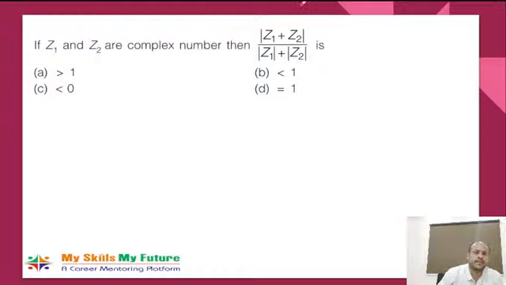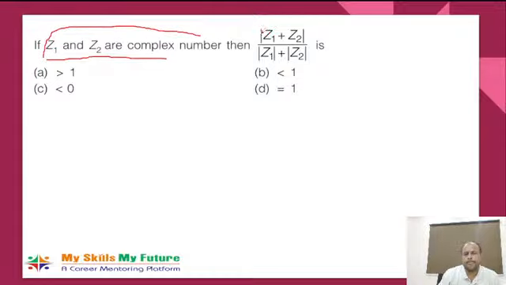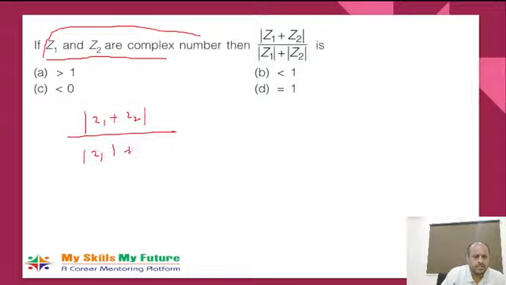Now we move to another problem. What is given here? This is also again from the chapter complex analysis. If Z1 and Z2 are complex numbers, then this is mod of Z1 plus Z2 divided by mod Z1 plus mod Z2. Very simple question. I think in the options also you need to see. First let me explain.